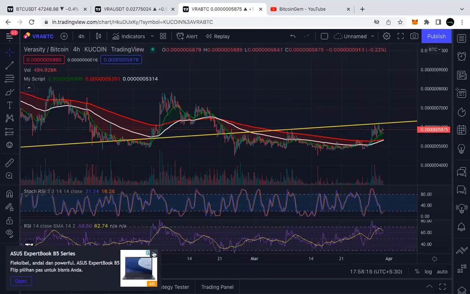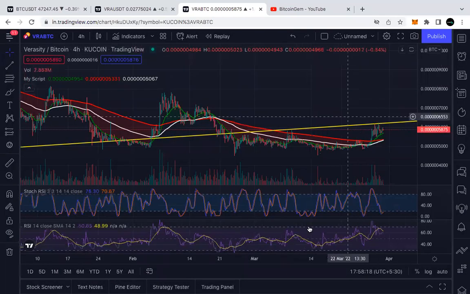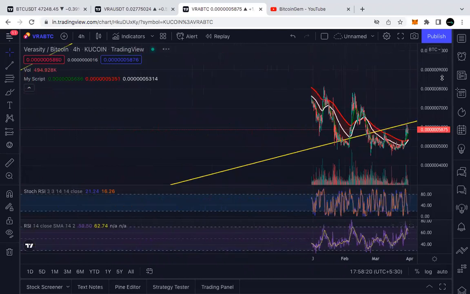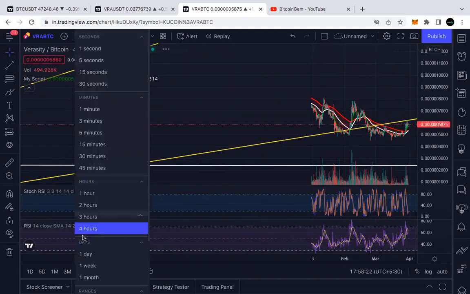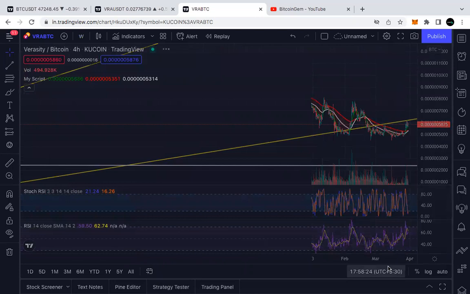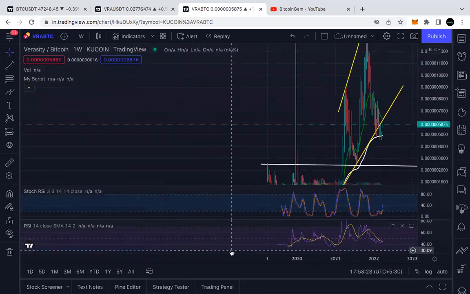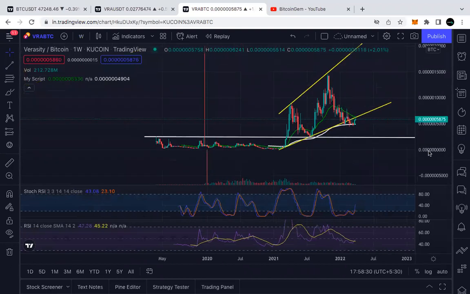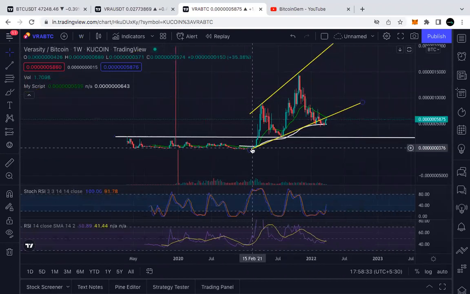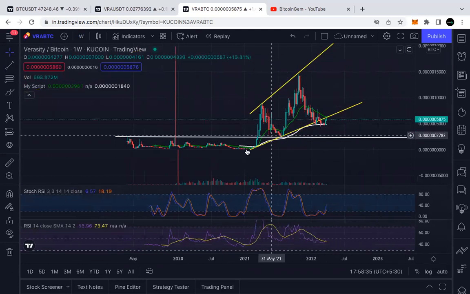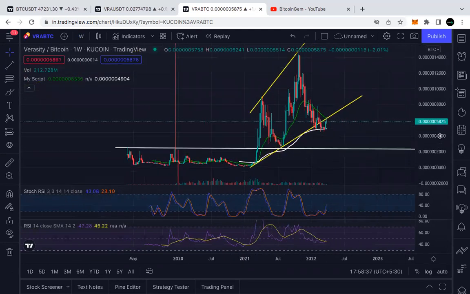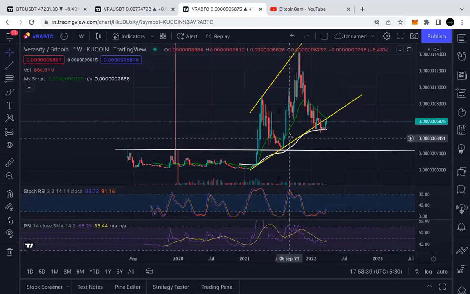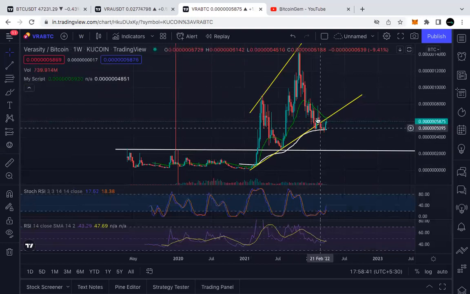You see, I had shared this VRA BTC chart also on Twitter. This was a long time support that we had broken. Let me first go and show you it on the weekly chart. We're looking at VRA BTC. This is VRA BTC weekly. We had this yellow trend line as support since 2021. So almost after 1 year, we broke it over here.